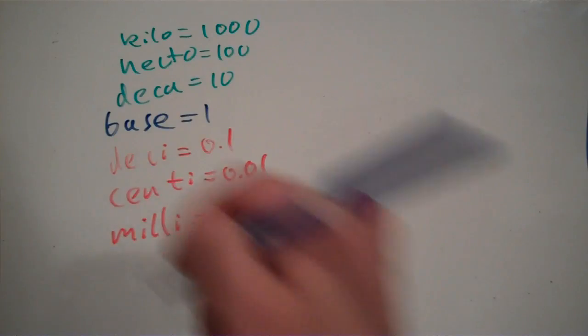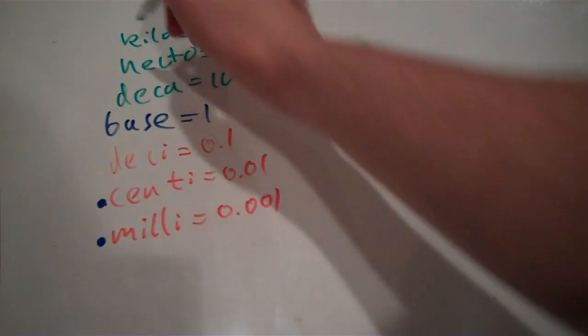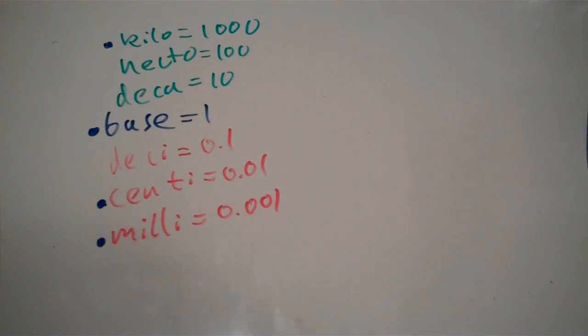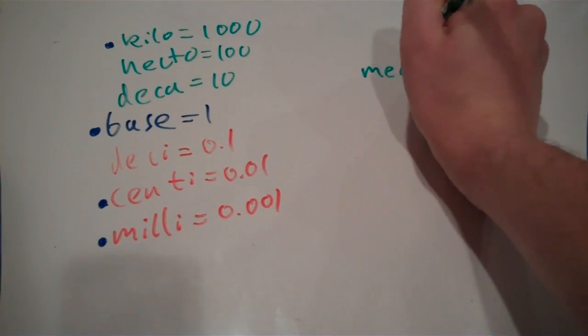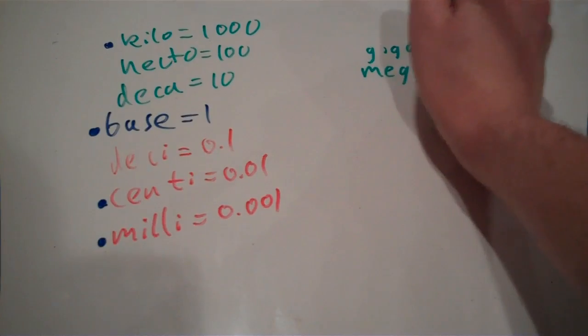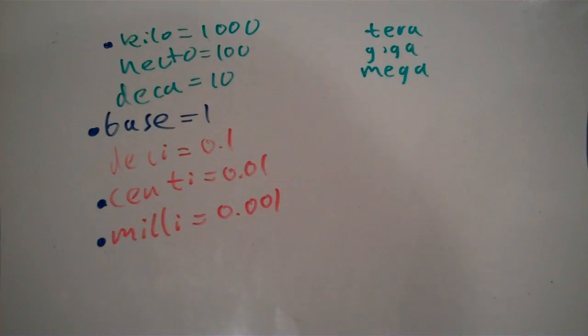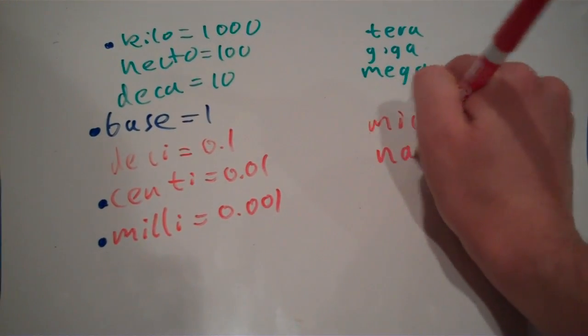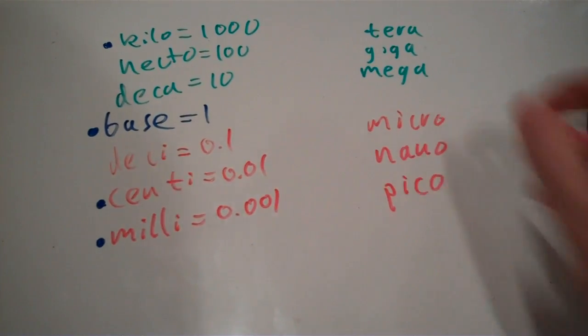Now, 3 of these prefixes, milli, centi, and kilo, as well as, of course, the base unit, are especially common and are used a lot. The other 3 prefixes, deci, deca, and hecto, are used, but not nearly as much. Now, there are prefixes that go beyond these, and for going up, they are mega, giga, and tera. For going down, they are micro, nano, and pico.